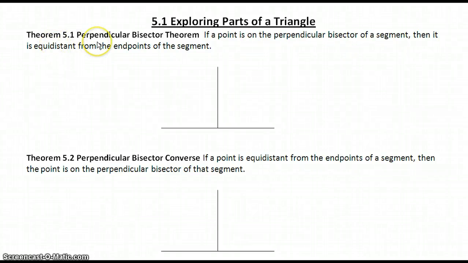Theorem 5.1, the perpendicular bisector theorem, starts with a point that is on the perpendicular bisector of a segment. So if we have a point on the perpendicular bisector, by definition of a perpendicular bisector, we know some things. If it's a perpendicular bisector, we know that these segments have to be perpendicular, which means that this angle has to be a right angle. So by definition, we have a right angle.